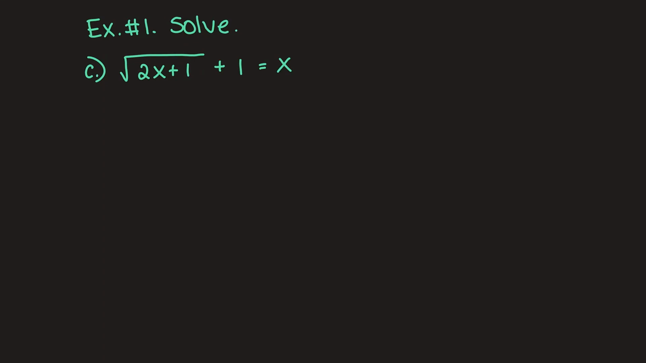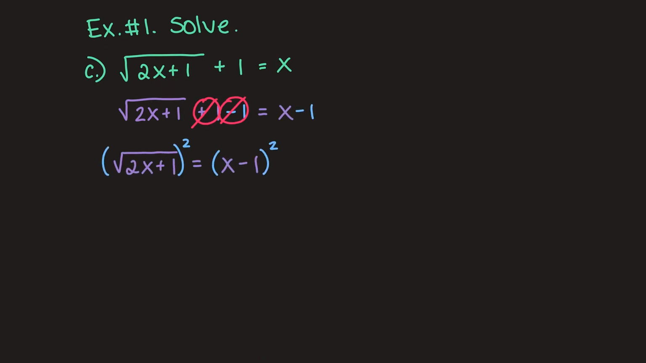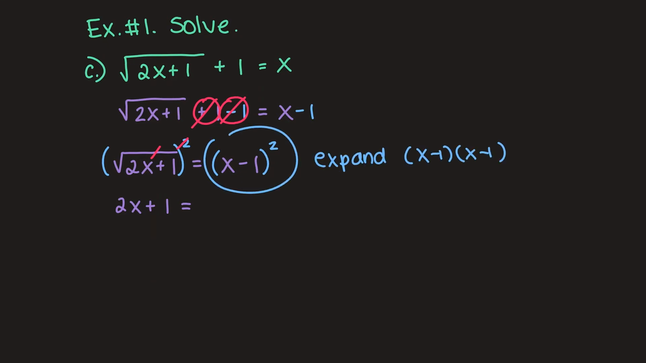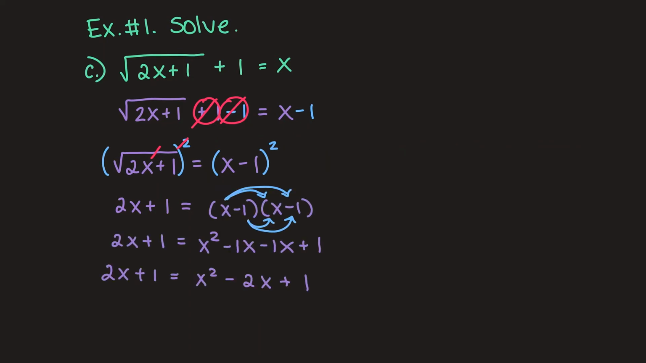For this equation, we first need to get the radical on one side by itself. So we subtract 1 from both sides of the equation. Now we square both sides, and make sure to square the entire right side. The radical on the left side gets eliminated, which leaves us with 2x plus 1. And on the right side, this time we are squaring a binomial, so we will have to expand this out to multiply. So we have x squared minus 2x plus 1 on the right side.